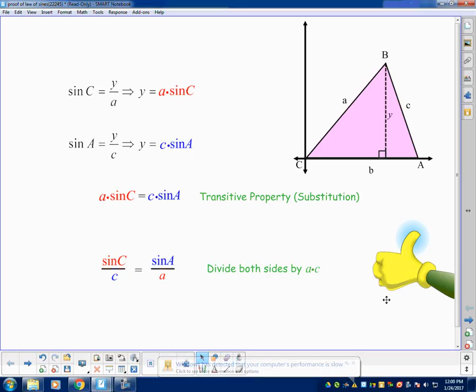That's a big thumbs up. That's an elegant proof, very easy. But it's all just based on dropping this altitude, y, that creates two right triangles, setting up a sine statement from C and a sine statement from A that both share y, and then setting them equal to each other.